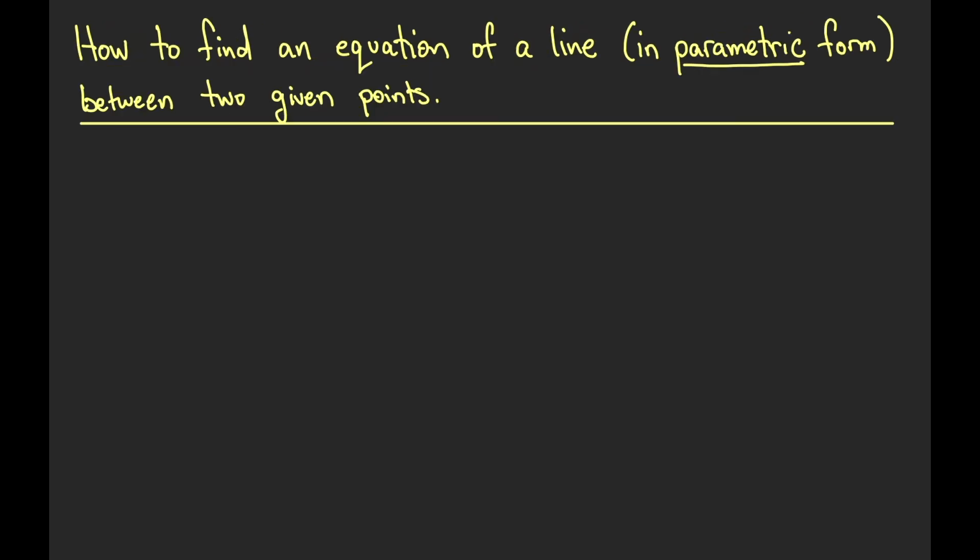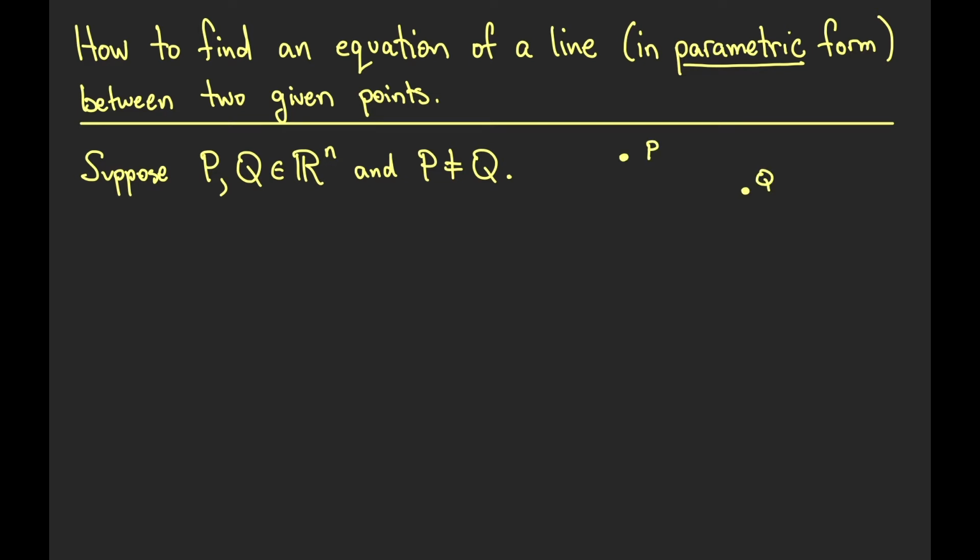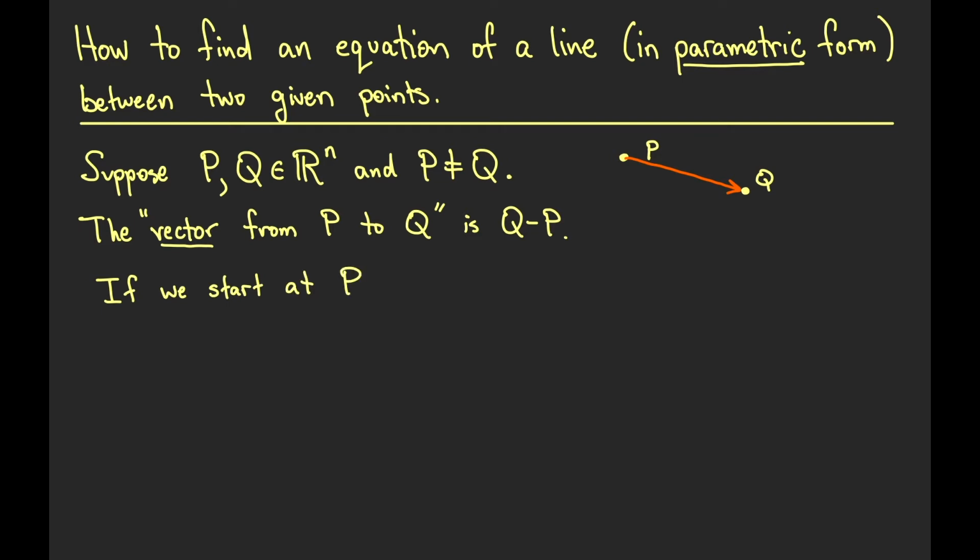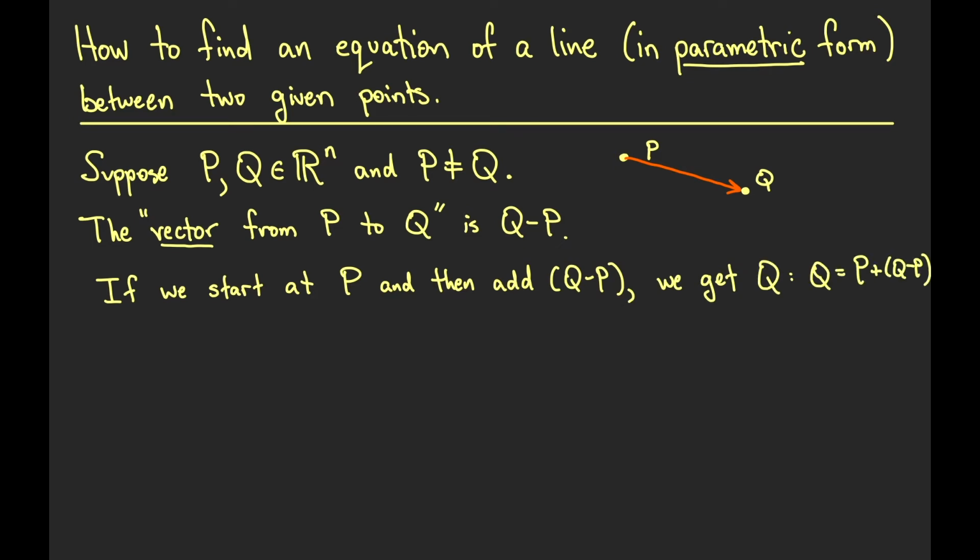Okay, let's discuss how to find the equation of a line in parametric form between 2 given points. Suppose P and Q are in Rn, and P is not equal to Q. So we have a point P over here and a point Q over here. The vector from P to Q, which we denote pictorially as the arrow from P to Q, has coordinates Q minus P. You just imagine P is at the origin and the vector goes from P to Q. So if we start at P and then add Q minus P, we get Q. The vector from P to Q is the thing that you need to add to P to get to Q. So it's Q minus P.